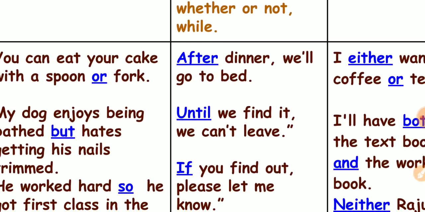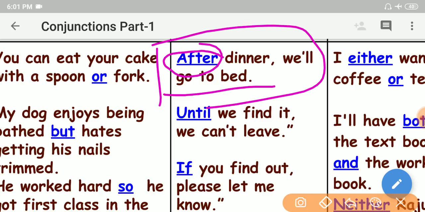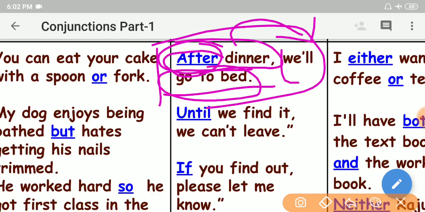So here let us use some important subordinate conjunctions in meaningful sentences. See here, my dear friends, the words in blue color are all subordinate conjunctions. After dinner, we will go to bed. Here, after dinner is a subordinate clause or dependent clause, and it demands what? We will go to bed. So we will go to bed is the main clause.